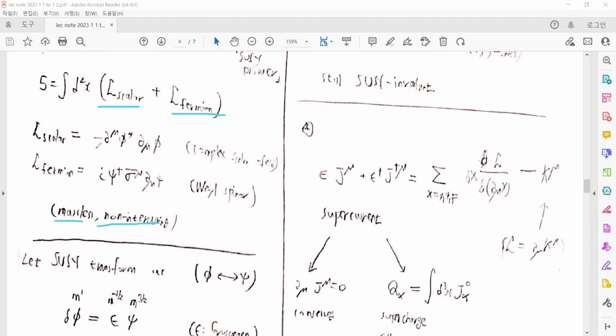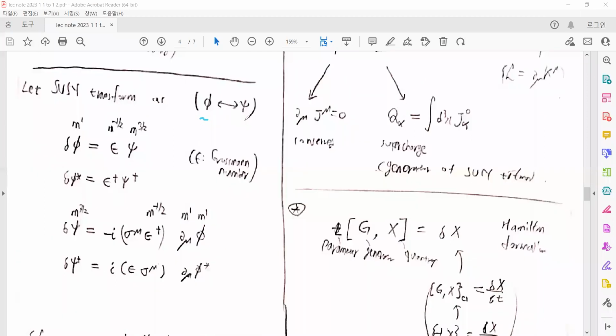So I will write only the kinetic terms of the complex scalar fields, and similarly for the fermion part. Instead of the Dirac four-component spinor, I will write two-component spinors to describe the transformations between these scalar and spinor fields. And let's define the supersymmetric transformations that exchange between the scalar fields and the fermion fields like that.